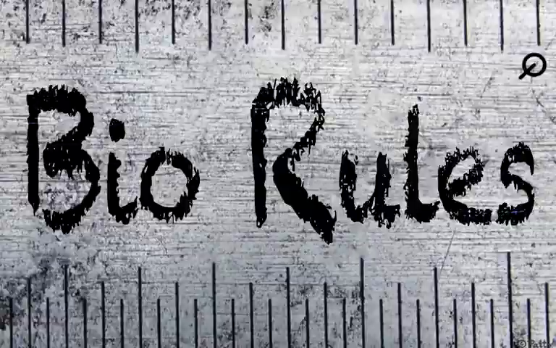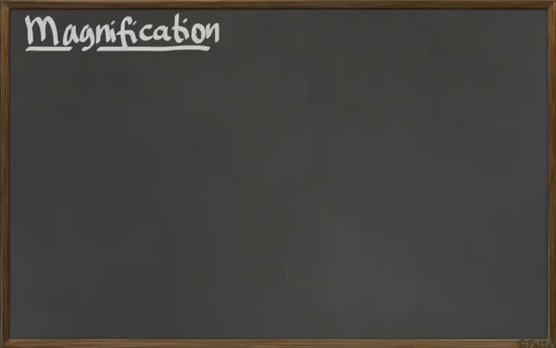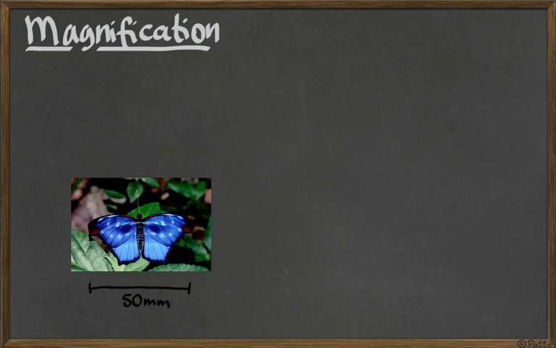Today we're going to be talking about magnification. Magnification has to do with how big or how small something is related to something else. So in the case of cells, we are going to be talking about images.